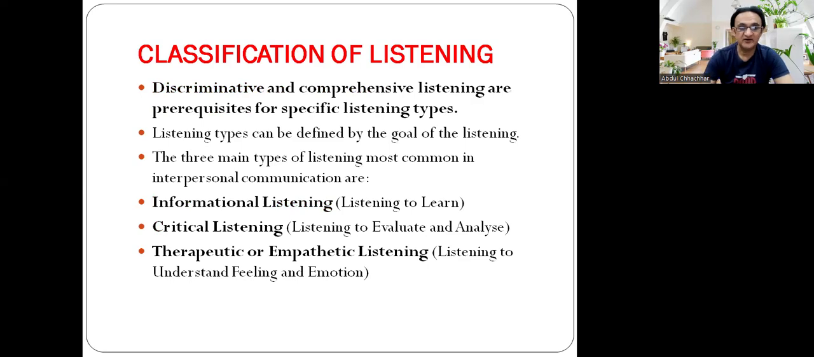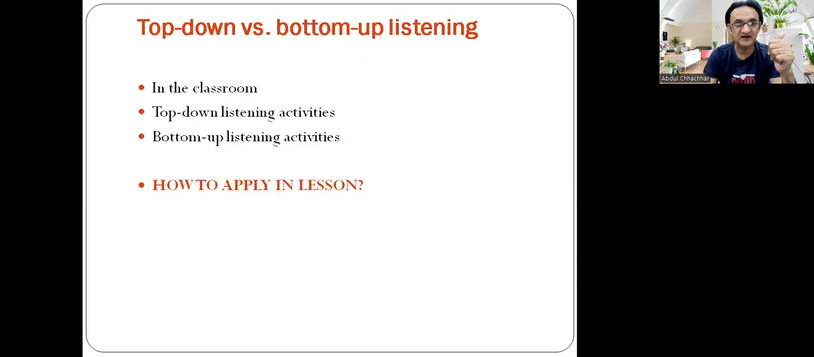So let's talk about the first classification. In the classification of listening, there are three purposes of listening: informational listening, critical listening, and therapeutic or empathetic listening. Informational listening is that we listen to get information. Critical listening is to evaluate and analyze, and therapeutic listening is about understanding the feelings. So that is the classification of listening, why we listen for these three things. Okay, let's move towards the next.